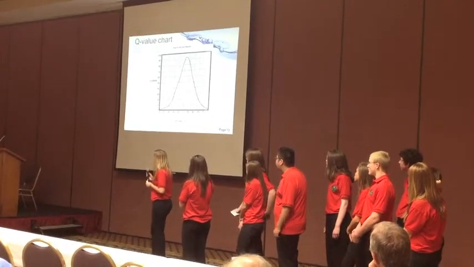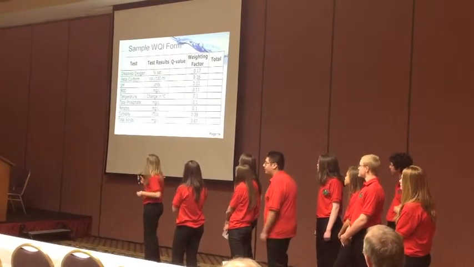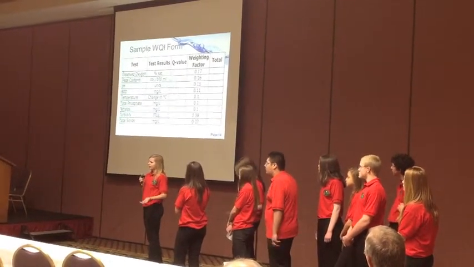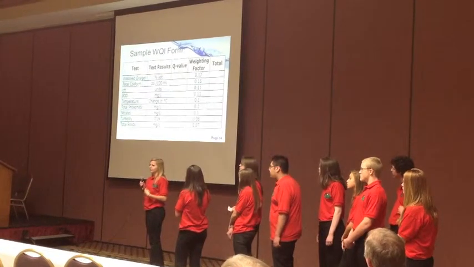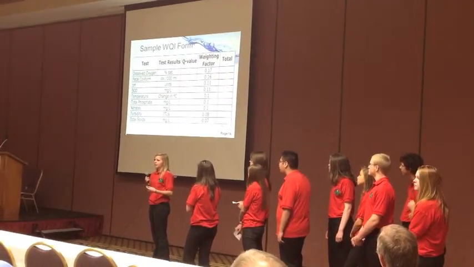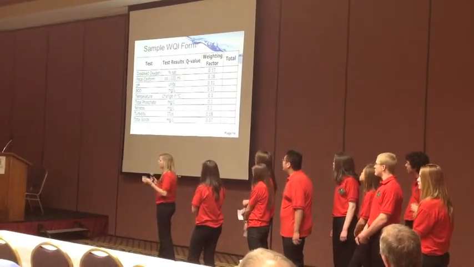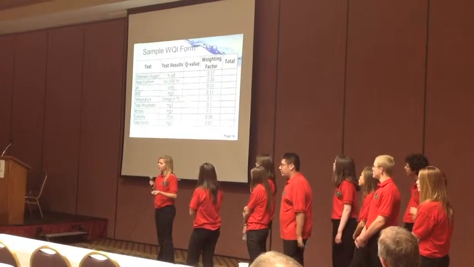for our Q value. Then we put that Q value in this column, and we multiply it by the weighing factor, and the bigger the weighing factor, the more relevance it has to water quality. So DO has the most significance because it has the biggest number. And then we add up all our totals, and we get our overall WQI.